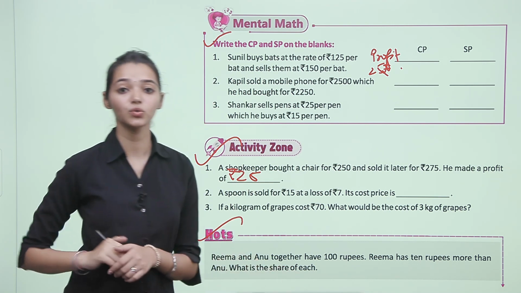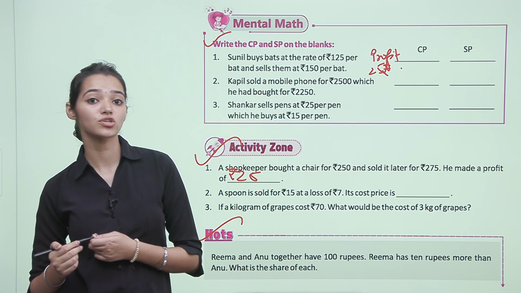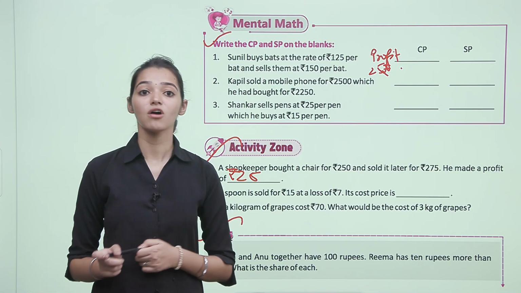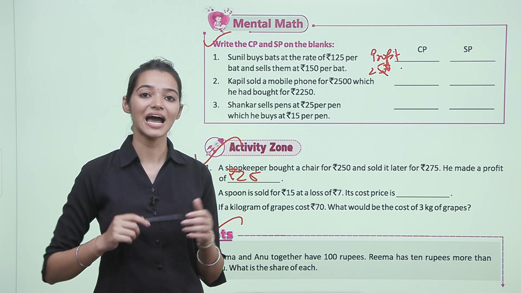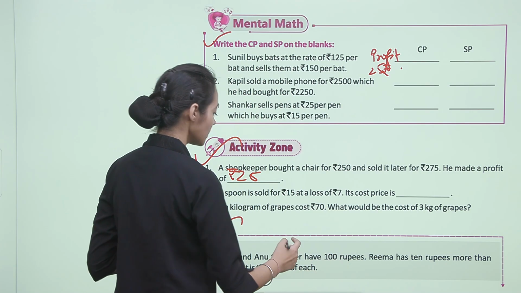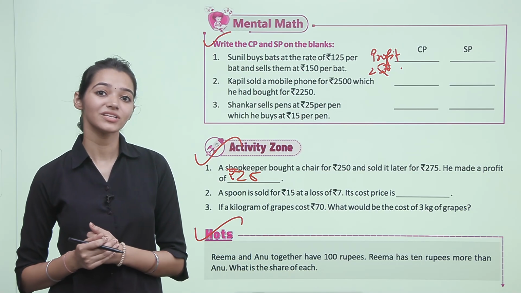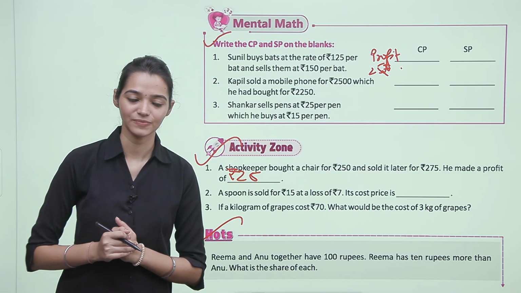HOTS: Rimu and Anu together have 100 rupees. Rimu has 10 rupees more than Anu. What is the share of each? The share of each is such that one has 10 rupees more than the other one. So that means if one has 45, the other has 55 rupees.